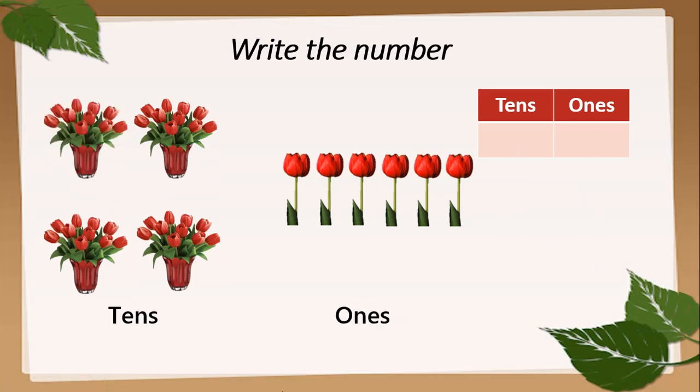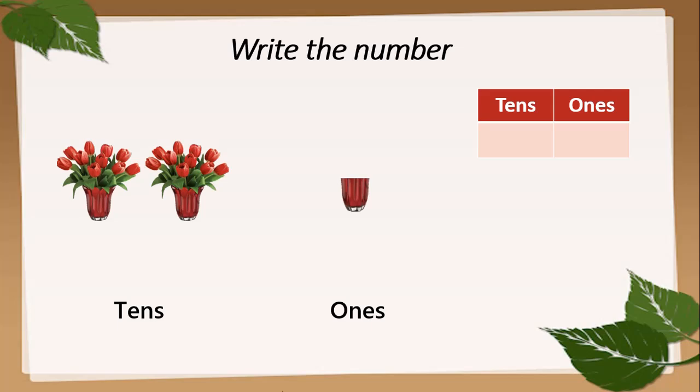1, 2, 3, 4. 4 tens. 1, 2, 3, 4, 5, 6. 6 ones. And the number is 46. 1, 2. 2 tens and 0 ones, and the number is 20.